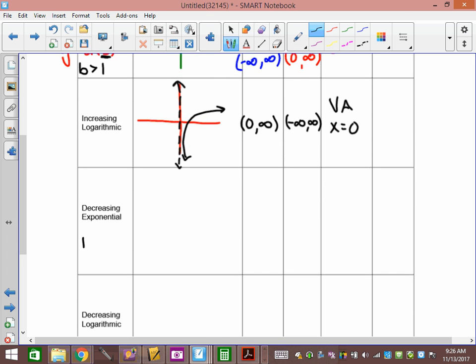Decreasing exponential, b is between 0 and 1. B can never be negative. Your base can never be negative.